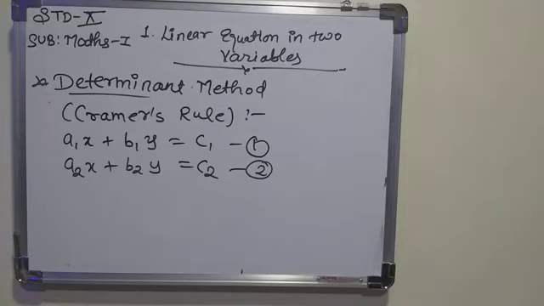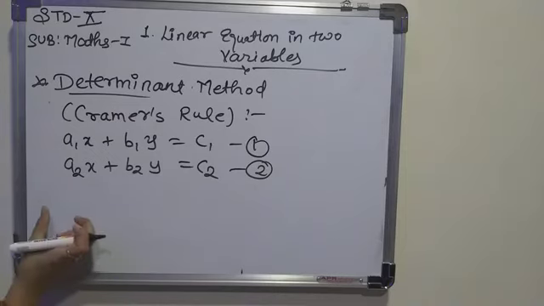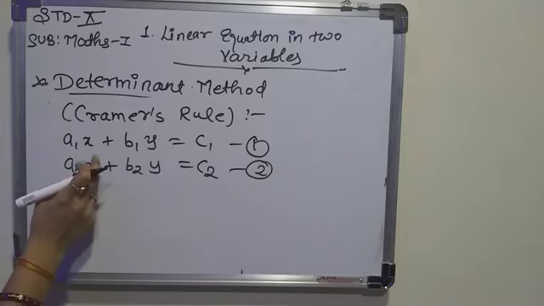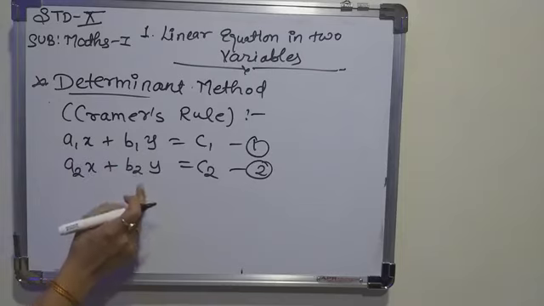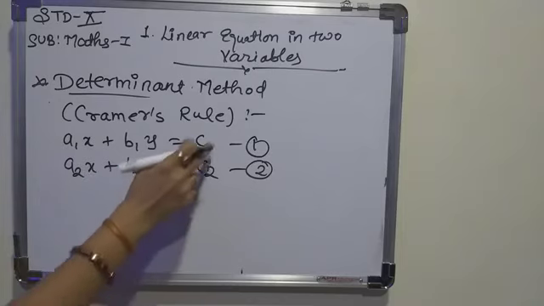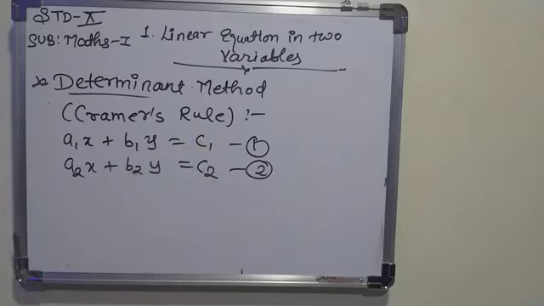So here we are solving a simultaneous equation, which means we have to find the value of x and y. So how are we going to use this determinant method? First we are going to find the value of the determinant, that is your D, right? Here a1 and a2 are the coefficients of the x variable, b1 and b2 are the coefficients of the y variable, and c1 and c2 are your constants, right?